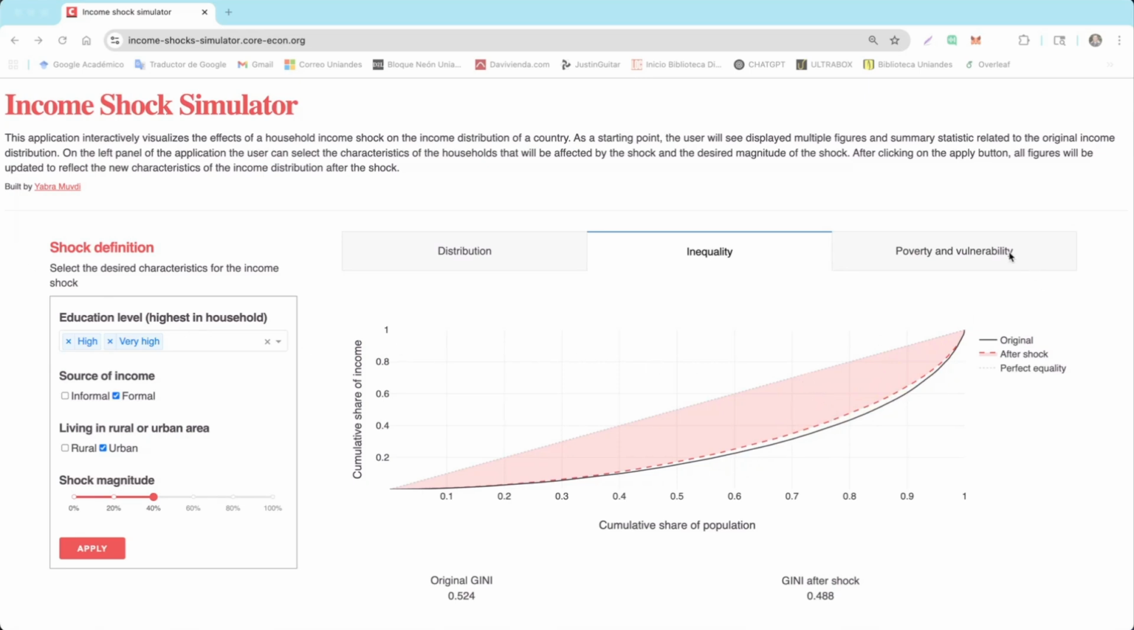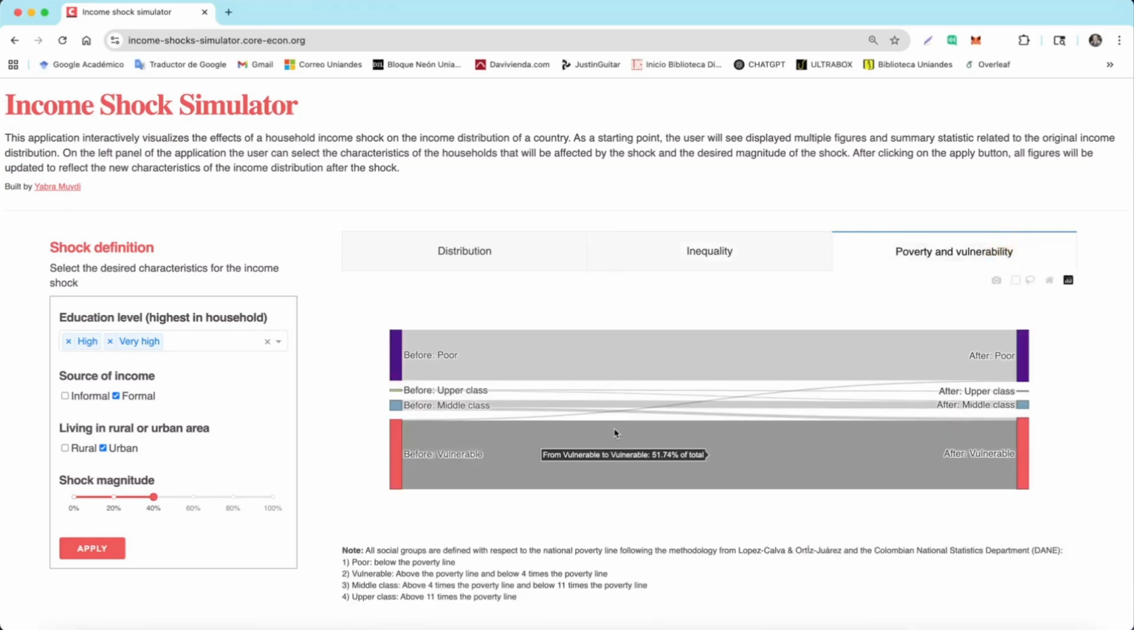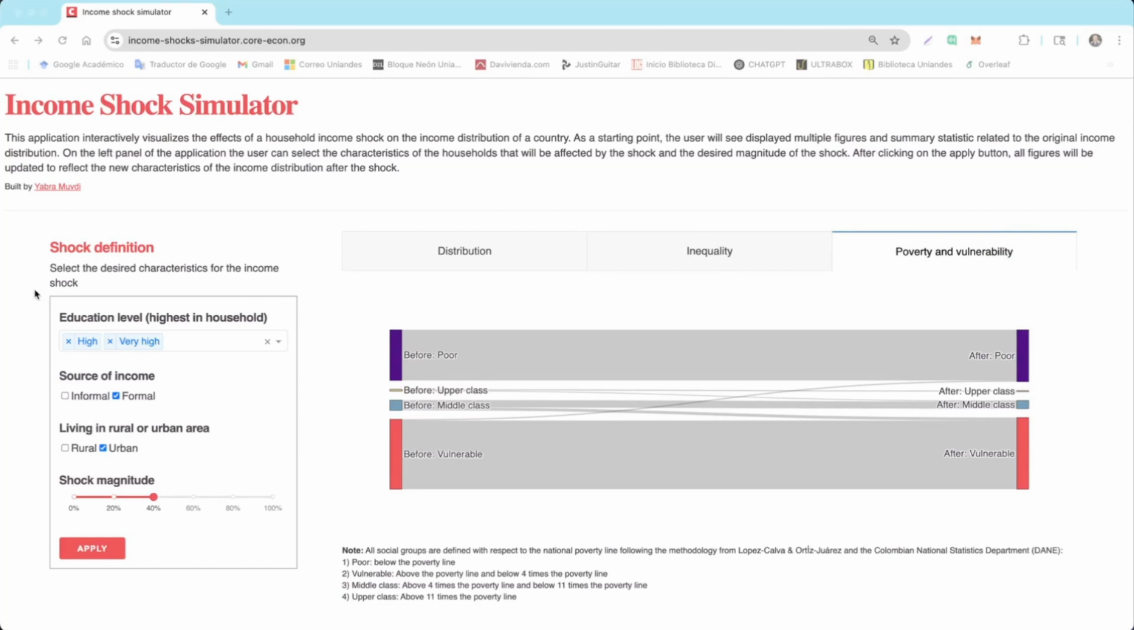And we can already imagine what happens with poverty and vulnerability. The economic shock does not significantly affect the lowest income households, that is to say, the households that were already experiencing poverty. Most or all of the households that were poor remain in poverty.